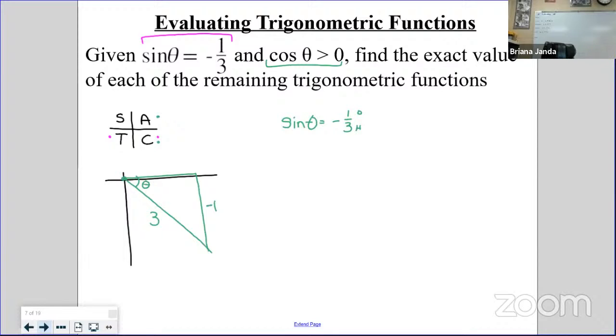Always force yourself to pause and make that evaluation. Did I move left or down, and do I need to put a negative on any number? Pythagorean theorem to find our third side. So that'd be 9 minus 1 is 8. And then did you catch that that one simplifies? Right, so we should have a side of 2 square root of 2.